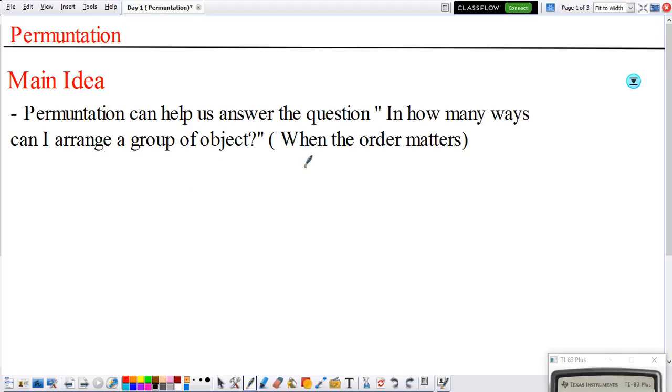Now, one thing to remember is that there are two ways to arrange a group of objects. One is with order, and the other one is without order. But now we will use permutation when the order matters regarding the way that we want to arrange our objects. So permutations can help us to answer the question: in how many ways can we arrange a group of objects, but the way that we want to arrange the group of objects is with some kind of order. So keep that in mind.